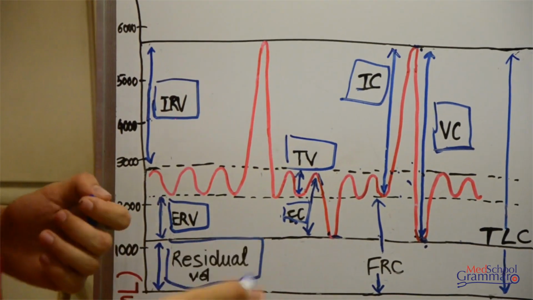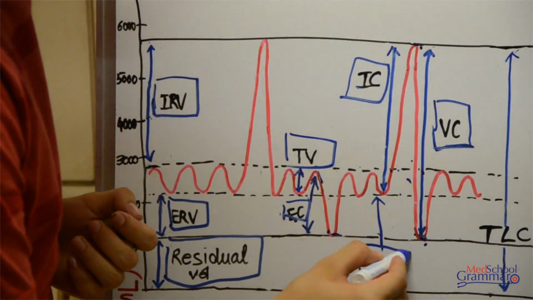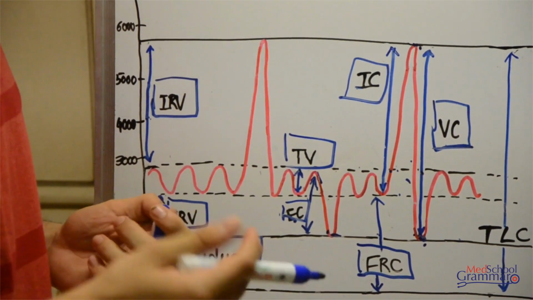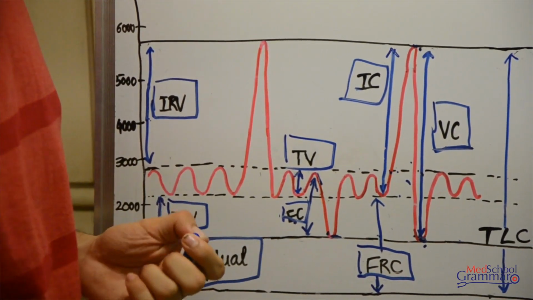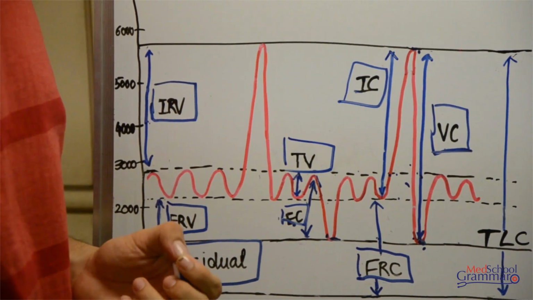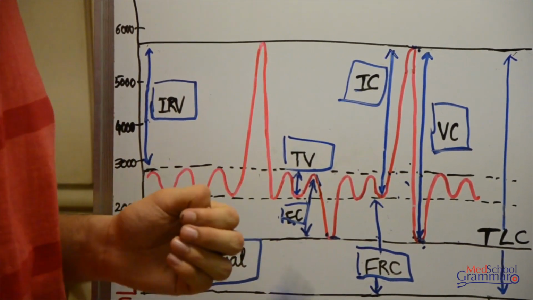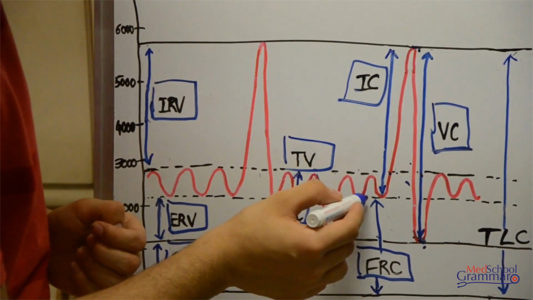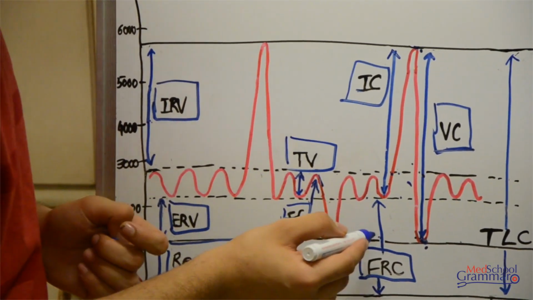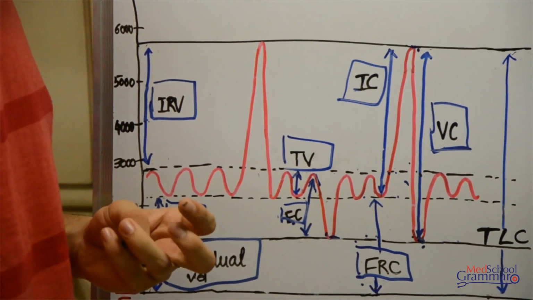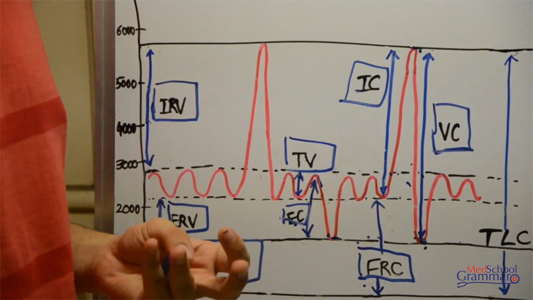Now coming to functional residual capacity, FRC. FRC means the amount of air present in the lungs after normal expiration. After normal expiration, the amount of air that will always be present is FRC. That includes the expiratory reserve volume and residual volume. Its normal value is approximately 2.3 liters.